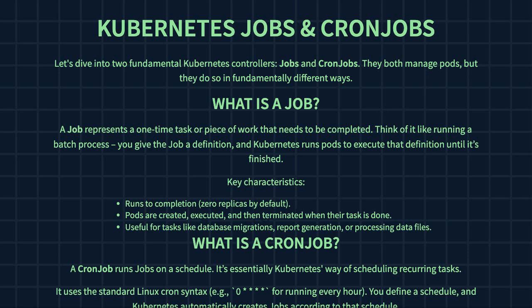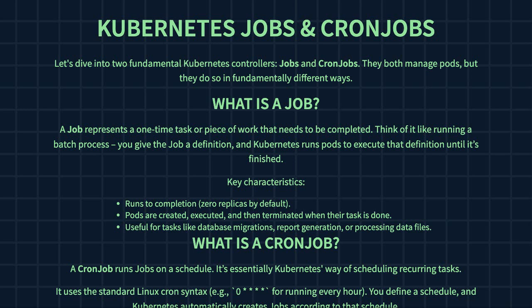Now, a cron job is like setting up a recurring appointment for Kubernetes. Think of it as, do this job repeatedly on a schedule. You can tell it to run every hour, every day, whatever you need. It's perfect for tasks that need to happen regularly, like backups or data synchronization. The main difference? A job runs just once, while a cron job runs over and over again according to your set schedule.